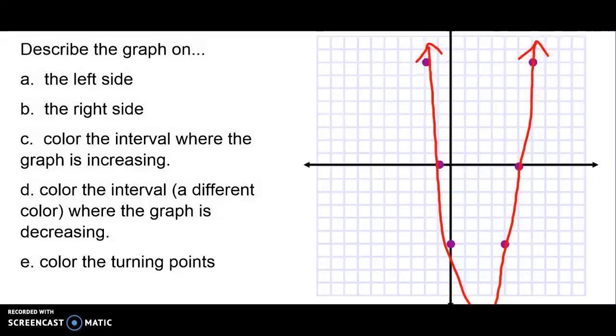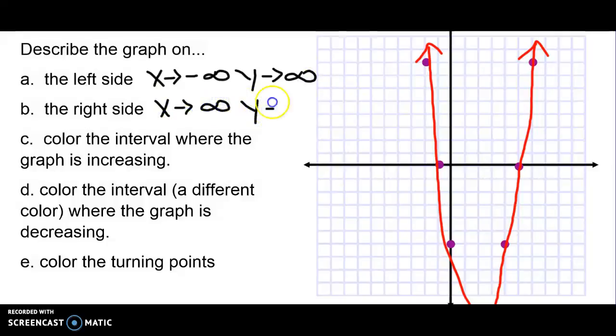All right, so what we're going to do, we're going to describe the left side of the graph. So on the left side, we say x is approaching negative infinity. What is y doing? Well, y is going up, so going up means it's going to infinity. And then on the right side, x is approaching positive infinity, so y is also going up.